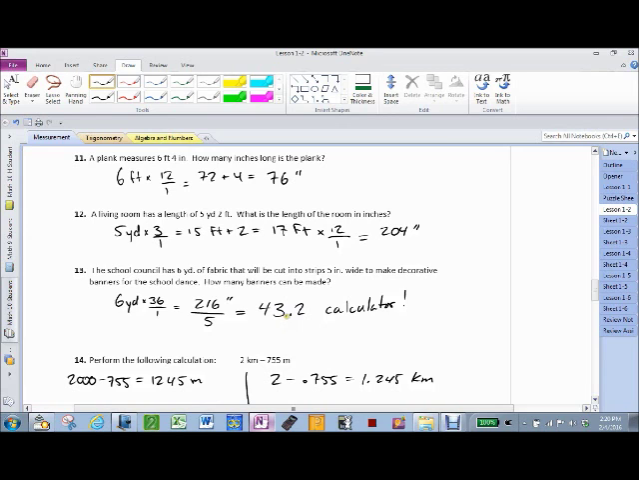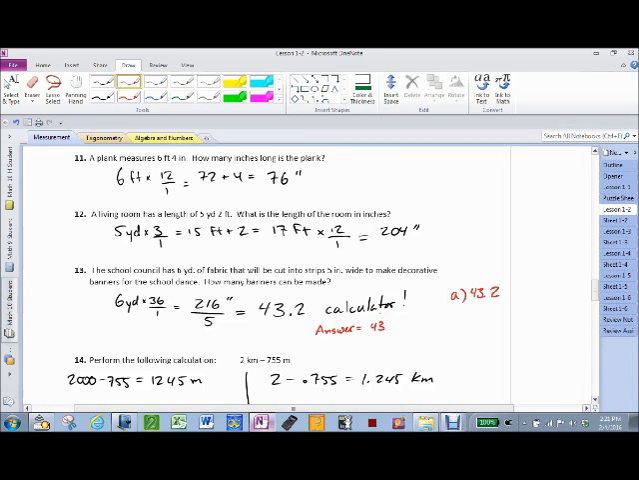Okay? Now, guess what choice A on the provincial will be? 43.2, because that's what's on your calculator, correct? Is that how many banners you can make? No, why? Does 0.2 of a banner make a whole banner? So how many banners can you make? 43. So this is what your calculator would tell you, but the answer is 43 banners. Does everyone understand that?